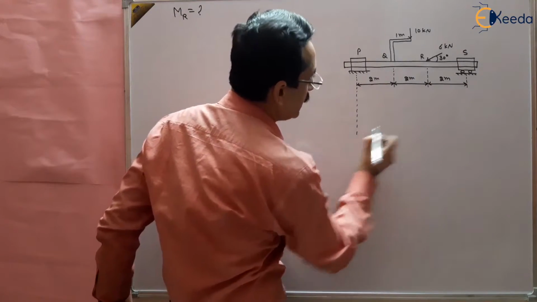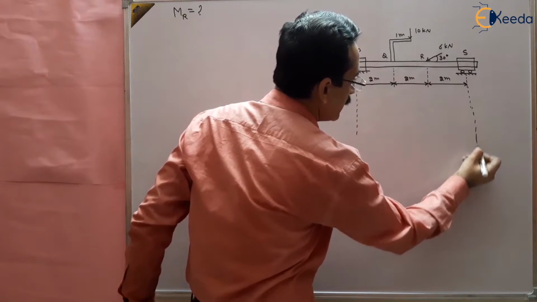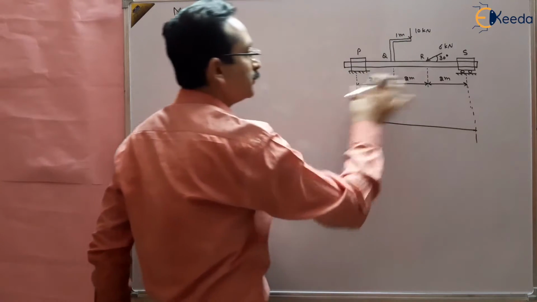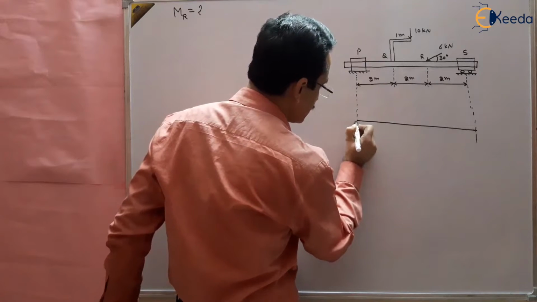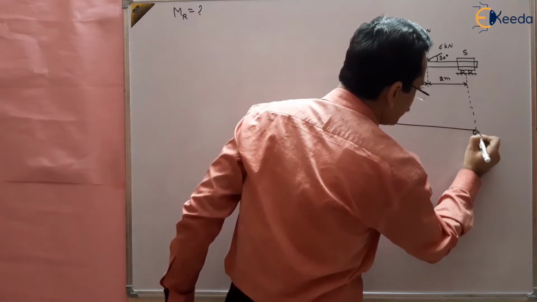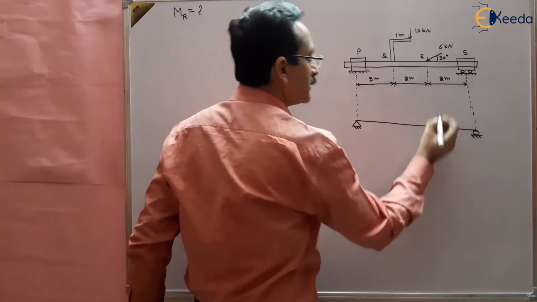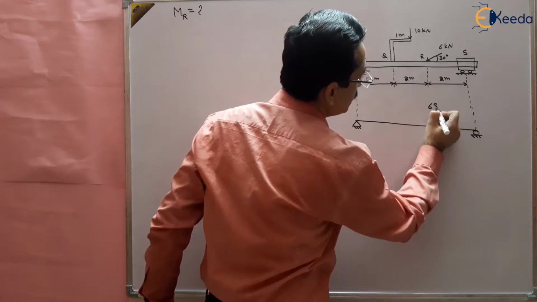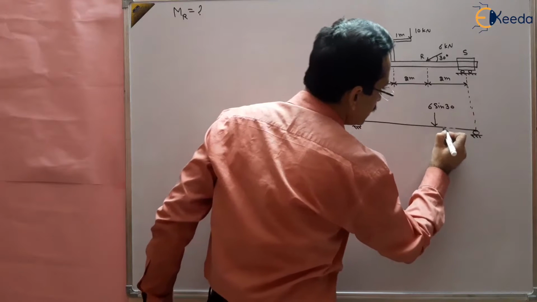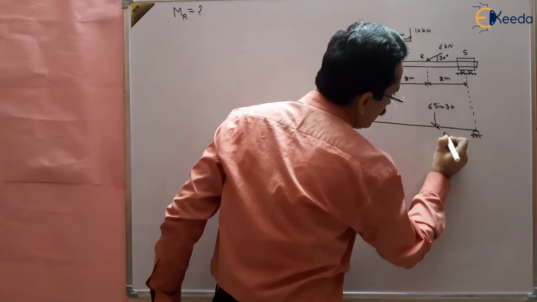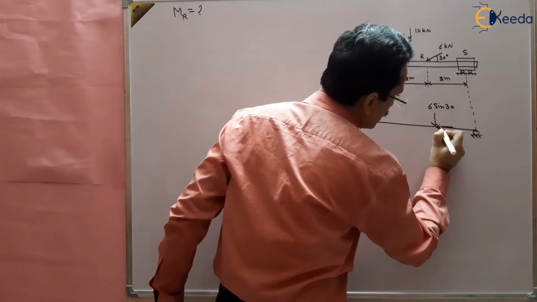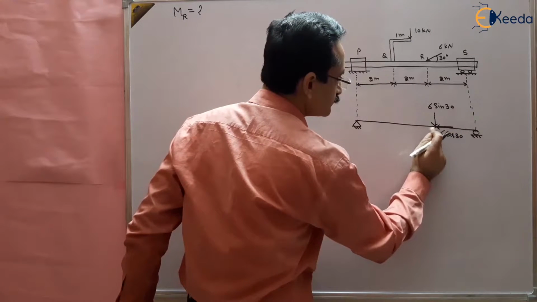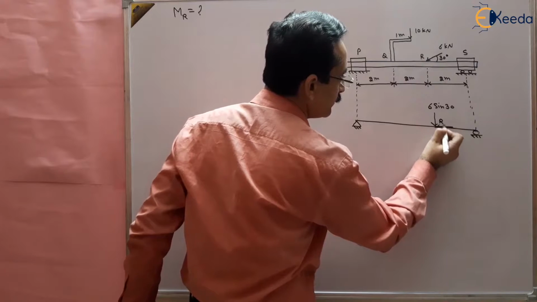So let us make the same beam again. This is our beam PS, and here is the hinge joint, and here is the roller joint. The 6 kilonewton load can be resolved into two components, one is 6 sin 30 and another is 6 cos 30, at point R.